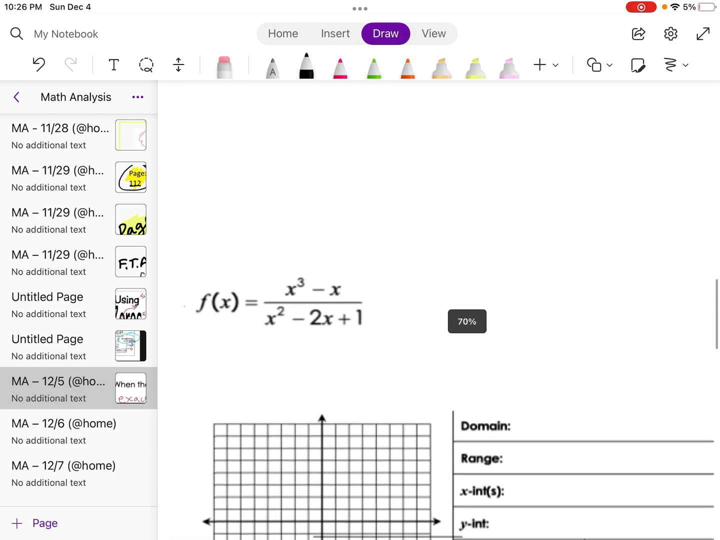Nope, I don't have much battery left on my iPad. Let's see if I can make it. Next one. I recommend simplifying whenever you can.